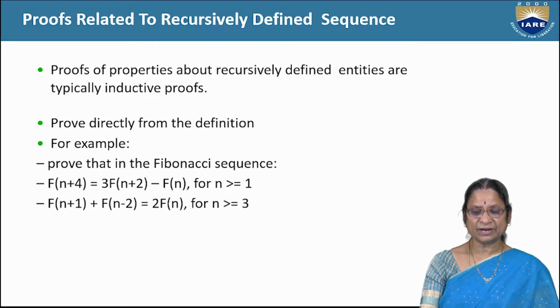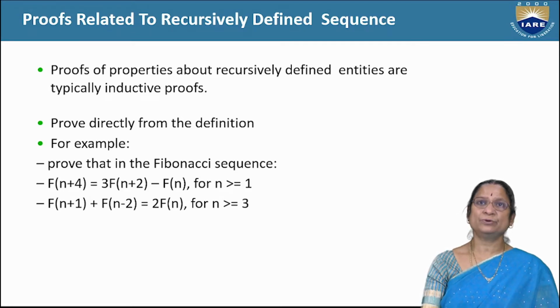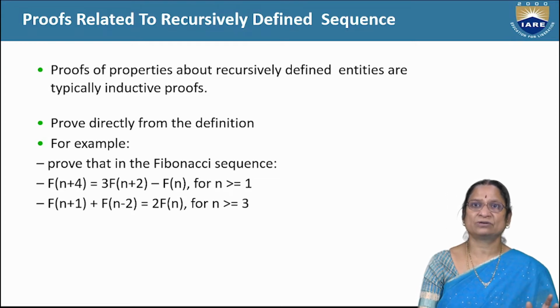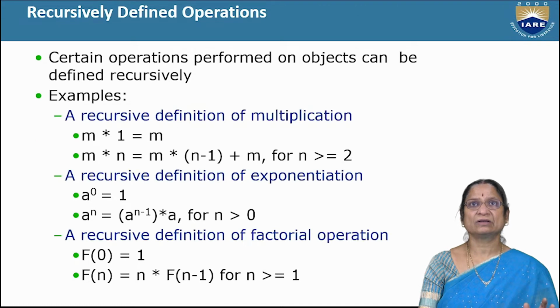So the recursively defined entities are typically proved by using the induction method, and also we can prove by using some direct definitions. For example, for the Fibonacci sequence, f of n plus 4 is equal to f of n plus 2 minus f of n. This is one expression, and f of n plus 1 plus f of n minus 1, etc. Recursively defined operations will be there. By using these operations, we can define some functions also.